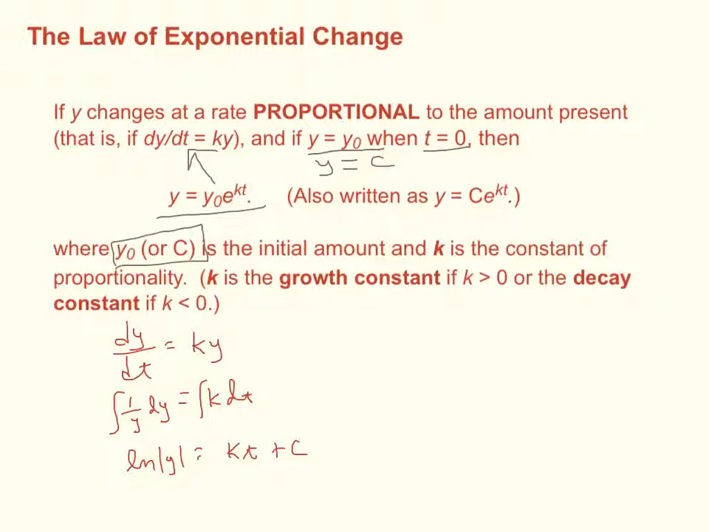We want to solve for y, so we're going to exponentiate both sides. So we'll end up with y equals e to the kt plus c. And like we talked about in class, e to the kt plus c is the same thing as e to the kt times e to the c. So we would end up with c e to the kt. And that just shows you that this is the solution to the differential equation. So let's do some examples, and we'll go ahead and see how this works.